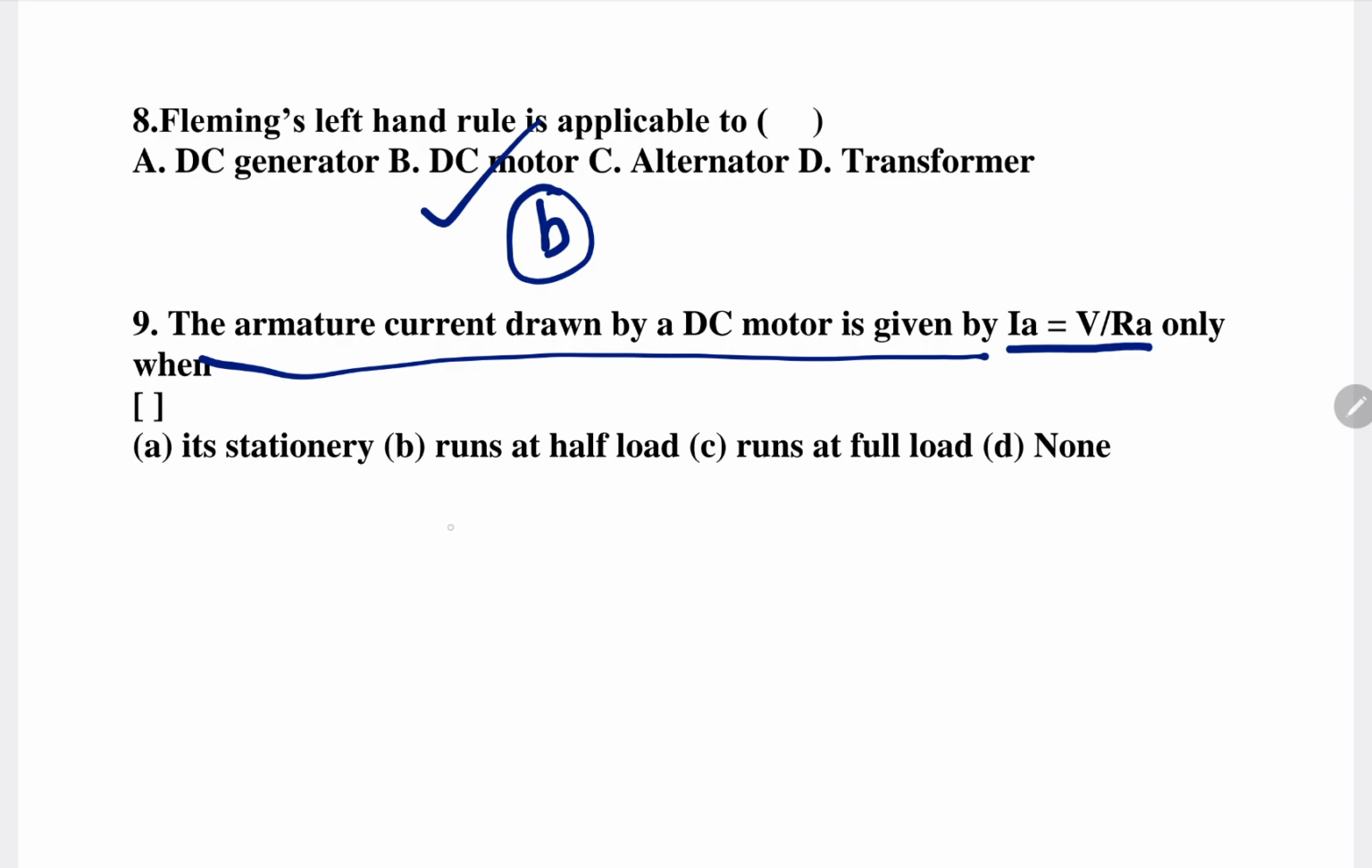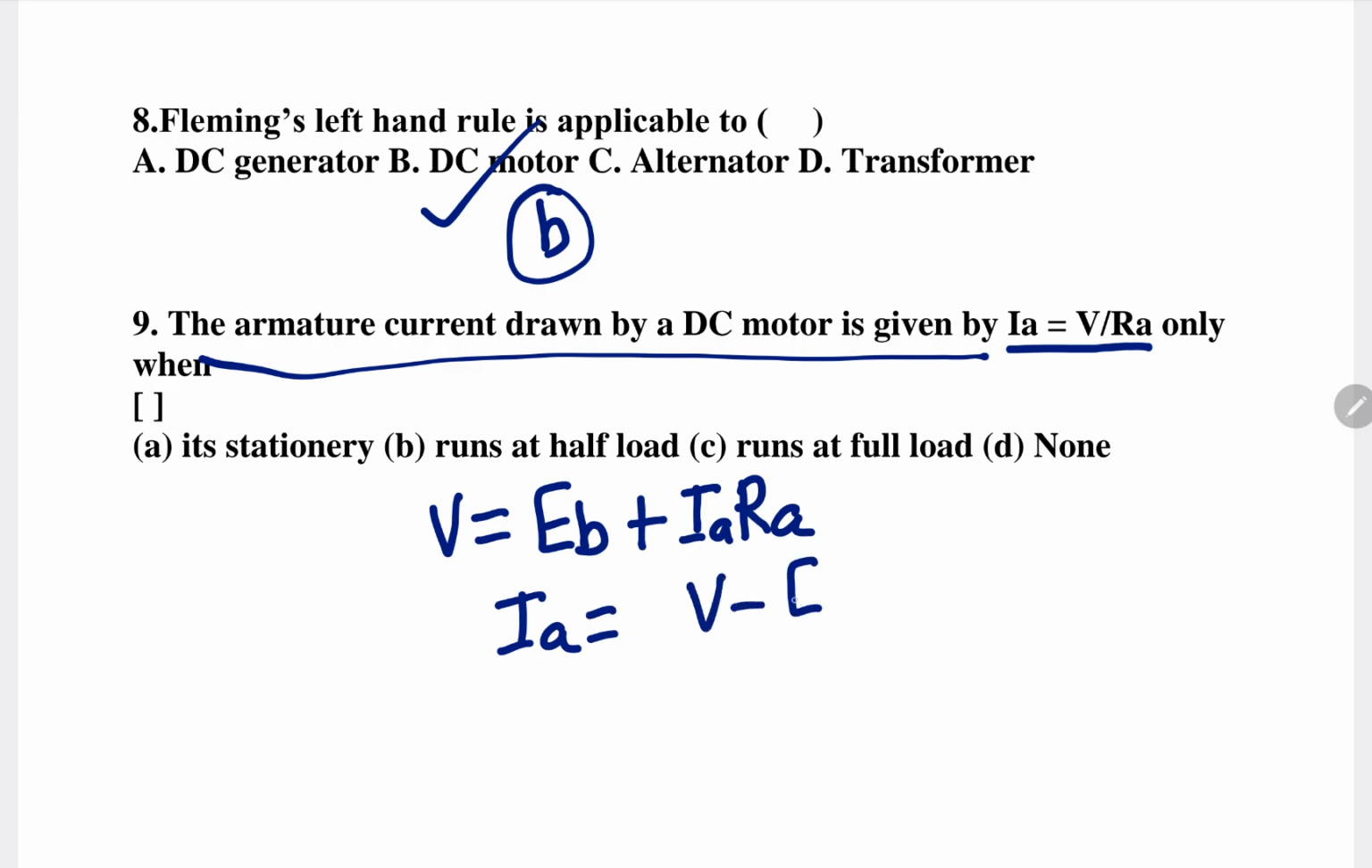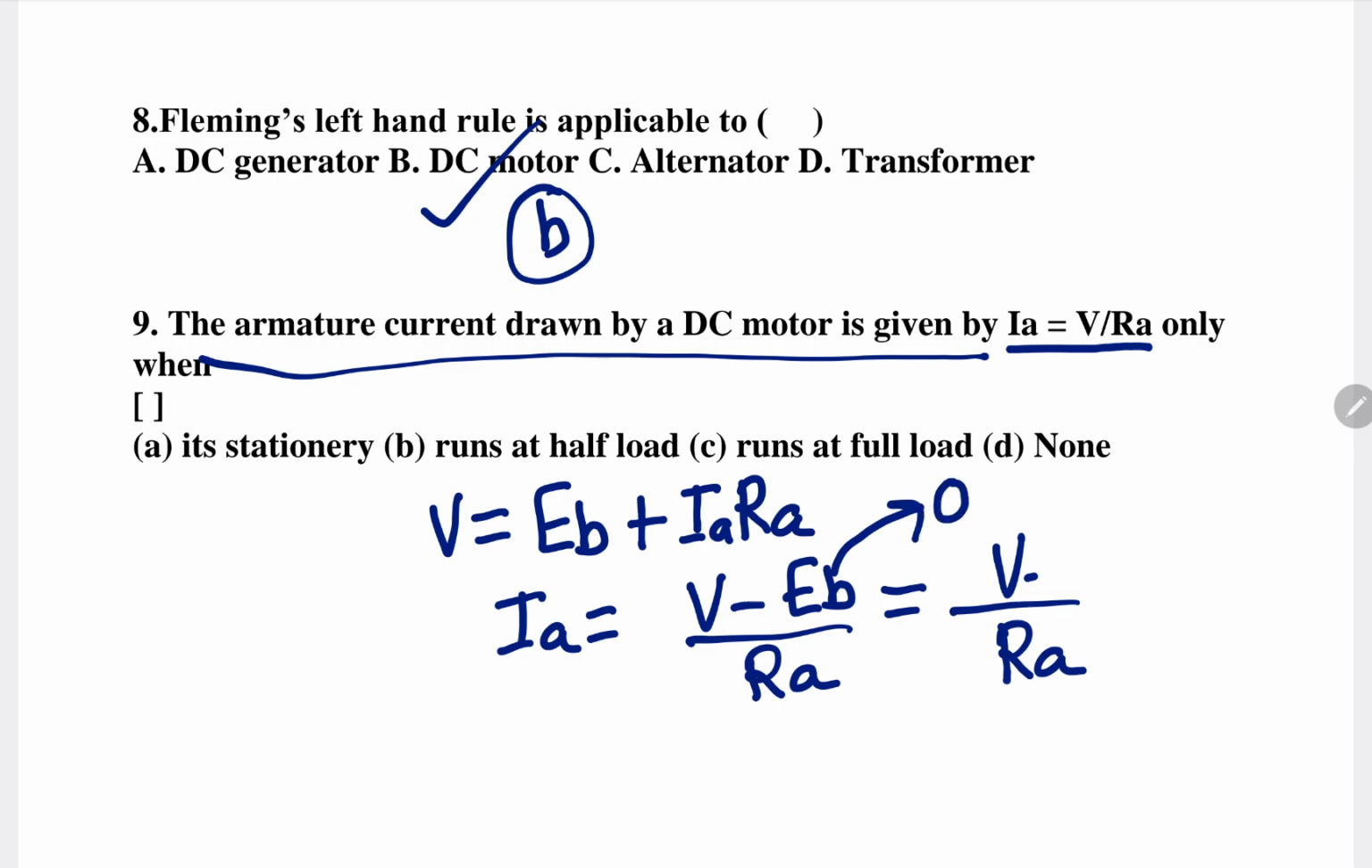Usually in the case of a DC motor, the voltage equation is V is equal to Eb plus Ia into Ra. From this, the armature current Ia is equal to V minus Eb divided by Ra. What is being asked is that this formula has to become just V by Ra. That means this back EMF Eb value must be 0.